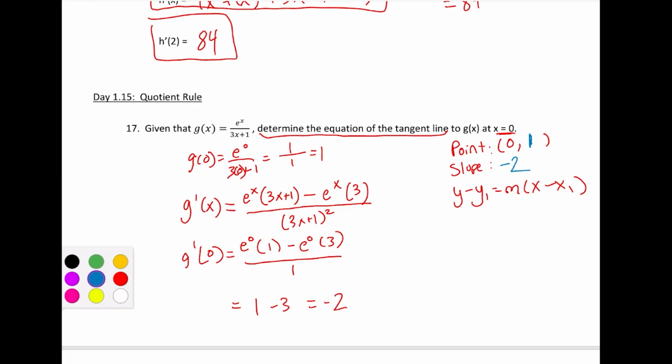And now we have all the information we need to actually write our equation. So our equation is going to be y minus 1 equals negative 2 times x. And I'm going to leave that minus 0 there. It's not 100% necessary.